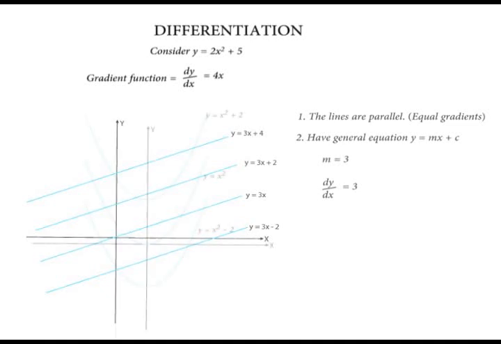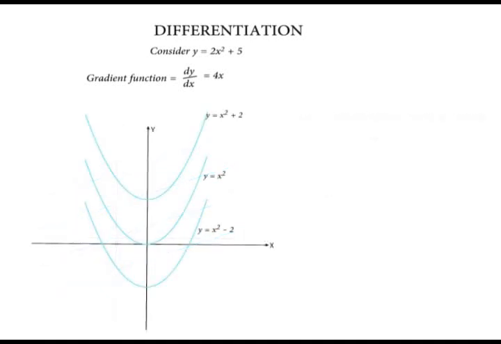Again, consider this set of curves. All of them have the general equation y is equal to x squared plus c, where c is the y-intercept. The gradient function for all of them is dy over dx equal to 2x. They thus form a family of curves with the same gradient function and only differ in their y-intercepts.